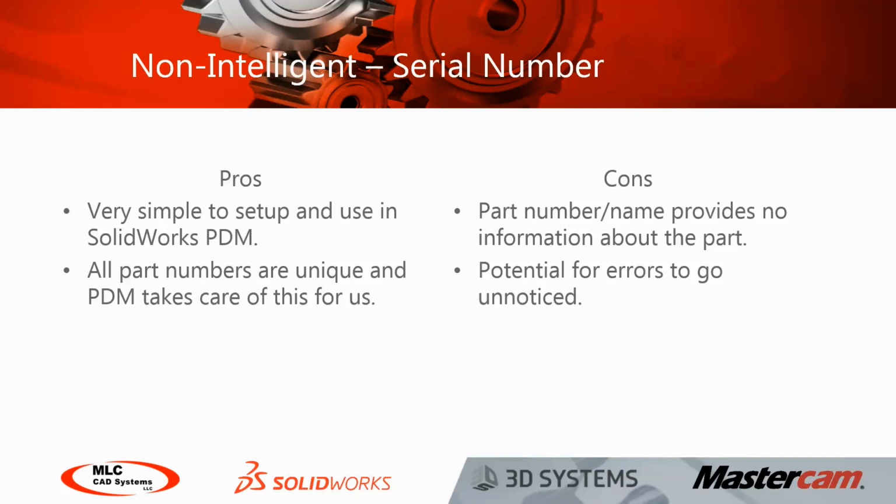PDM's taking care of this for us, so we're not having to go and grab serial numbers from a spreadsheet or another database or anything like that. Now, some of the downsides of this is that the part number and the name itself provides really no information about the file contents. And with that said, there is the potential for errors to go unnoticed. Imagine using this file in a bill of materials. You just have a file name or a part number, and it doesn't really tell you what the file is in itself. So you could be looking at a file that's an electrical file. Based on the serial number, you can't tell whether it's electrical or mechanical. So that's some of the downsides of that, as well as some of the upsides of using a serial number generator for your SOLIDWORKS files.